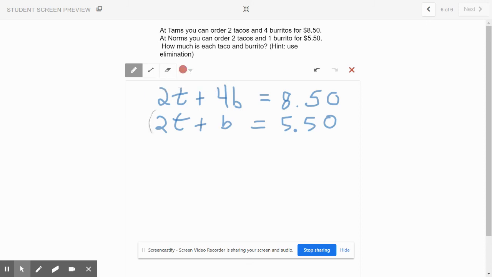I notice my tacos can get crushed to do this right here. And if I multiply that bottom by -1, and then go ahead and solve the rest of this word problem. All right, guys, do the best you can on this. This is due by 2 p.m. today.